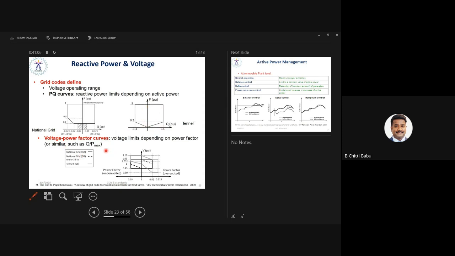In addition to that, we may have a voltage power factor curve, a voltage limit depending on the power factor. All of us know that the power factor decides the voltage. If the power factor is very low in the utility grid, eventually the voltage degrades. Once the power factor is made 1, unity power factor, the voltage is at the nominal value. Whenever the power factor decreases, you understand that there will be a decrease in the voltage.